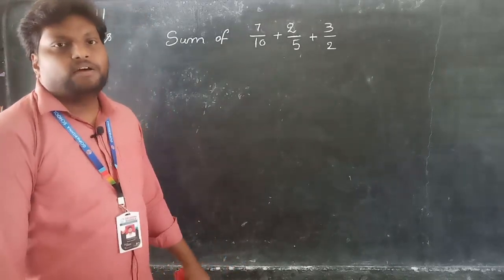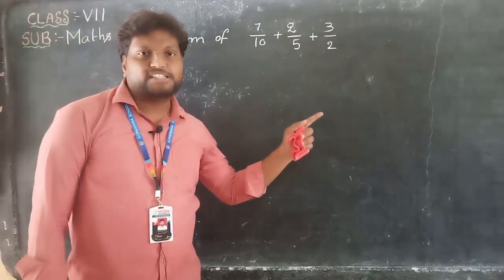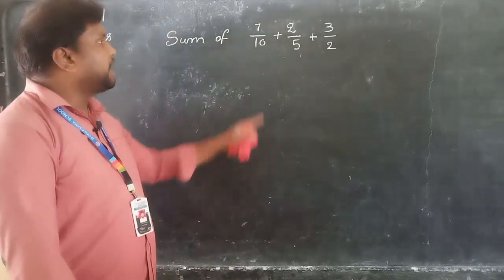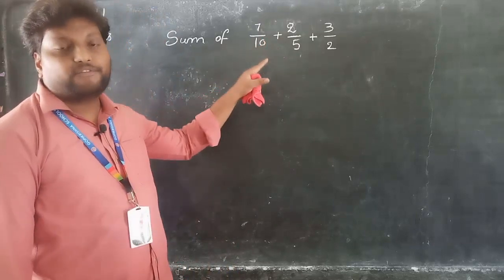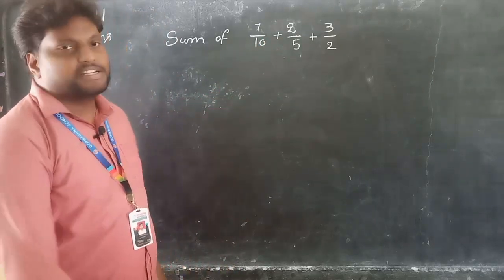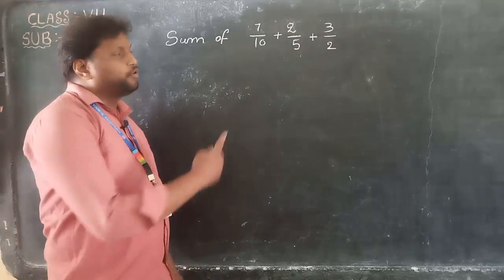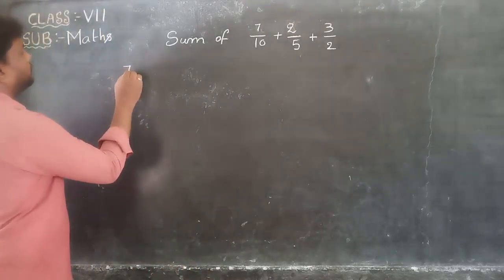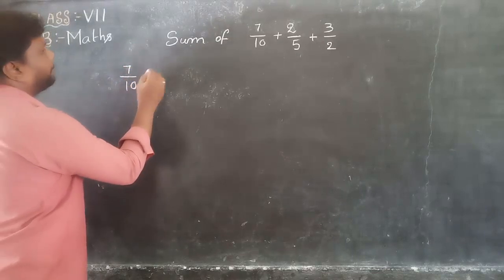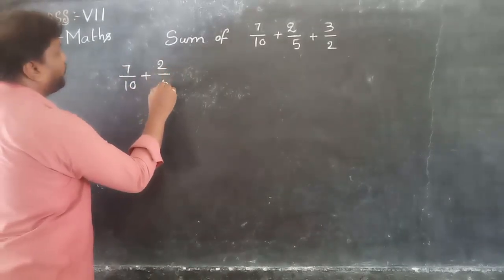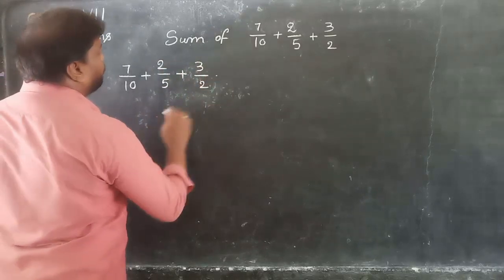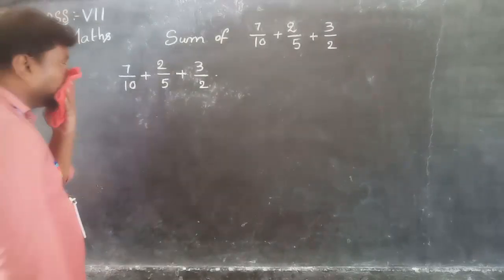In the previous problem we had two fractions, that's why we applied cross multiplication. But in this problem we have three fractions, two of them unlike. Since there are three fractions, we will compulsorily go with the LCM. 7 by 10 plus 2 by 5 plus 3 by 2 is equal to, first we take the LCM.